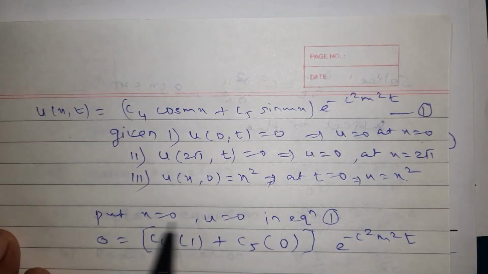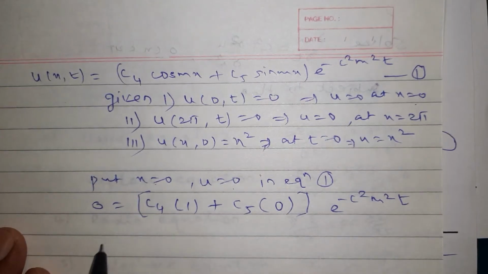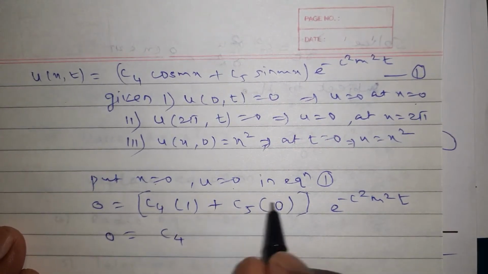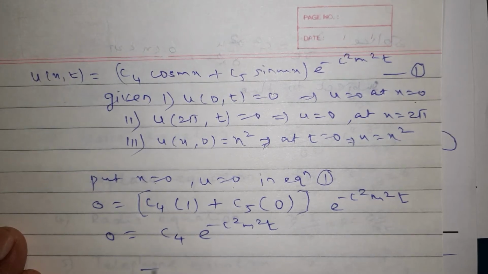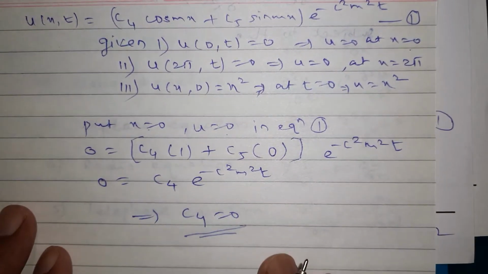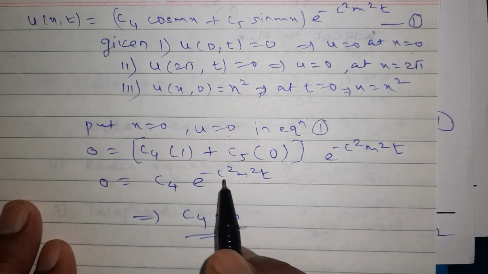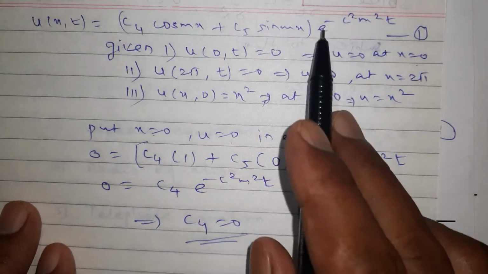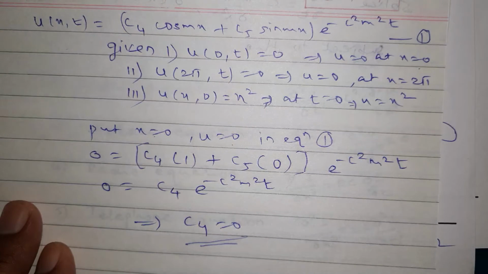We don't know about t. Just we put x = 0 and u = 0. Now see carefully. What do I get? 0 = C4 e^(-c²m²t). From these two, which one is 0? I have to take C4 = 0. Why? Because if I take the exponential term equal to 0, then from equation 1 I get u = 0, so my whole answer is 0. Understood? Therefore I have to take C4 = 0.